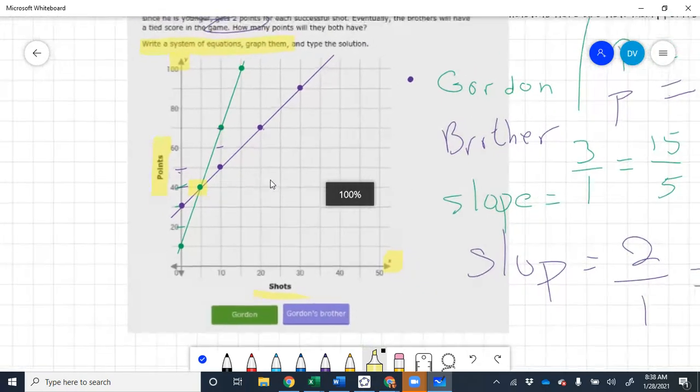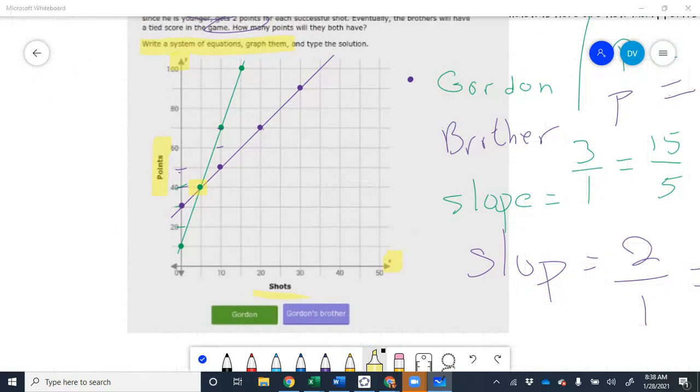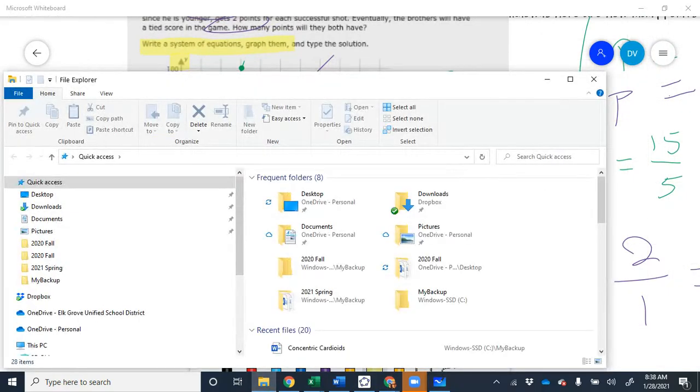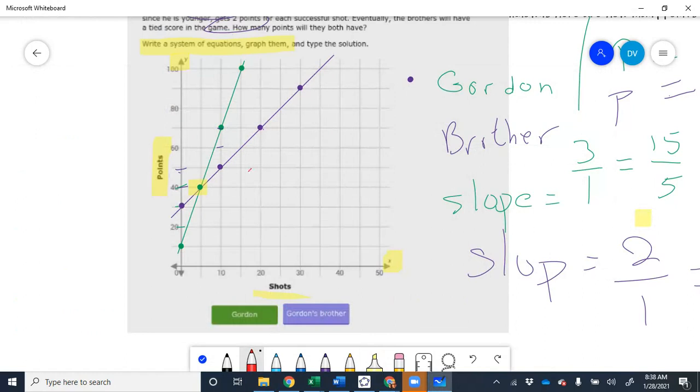Okay. And so we need the coordinates. Those coordinates have an x value, except we're not calling it x. We're calling it the shots. I'll put s. And a y value. Again, we're calling the y the number of points. So the number of shots looks like 5, and the number of points is 40. 5, 40.